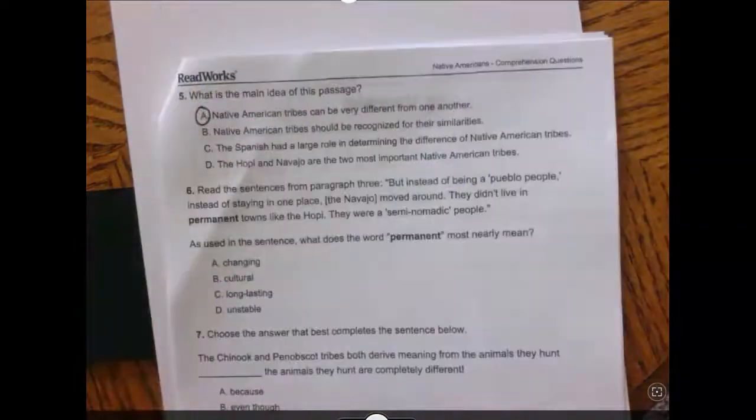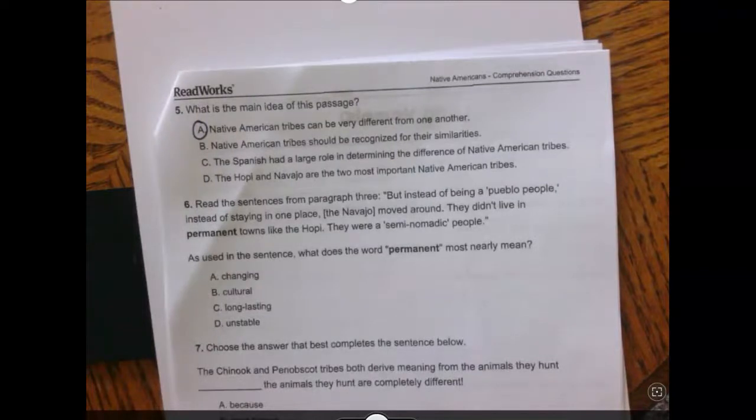It's all about how all these different Native American tribes were different from each other. And they can be very different from one another, even if they do live in the same area.